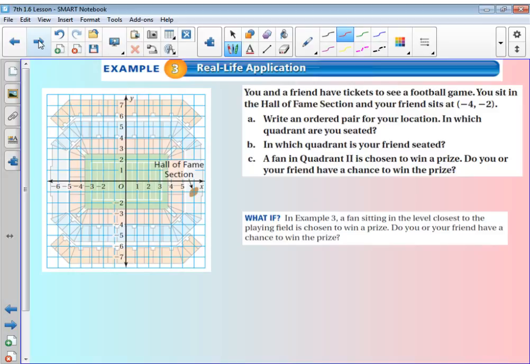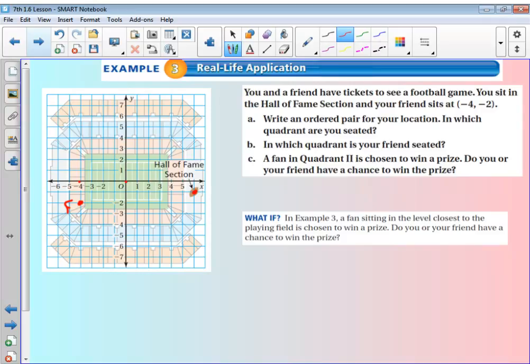So Hall of Fame section's right here. So it's pointing to this football. So here's our Hall of Fame section. And then my friend is at -4, -2. So I start at 0, 0, and I go over to -4 and then down to -2. So here's where my friend is sitting. So I'm going to put an F for friend. Okay, so now that we understand that information, let's go through and check the questions.